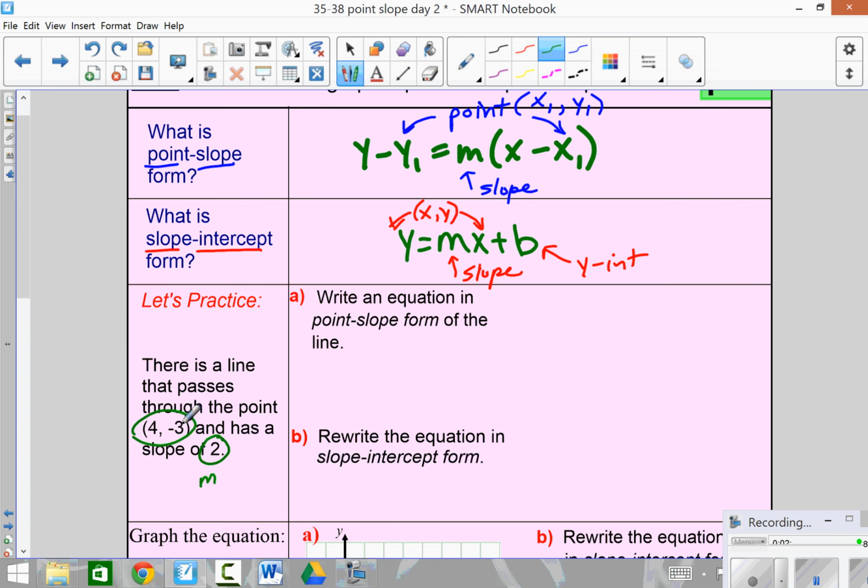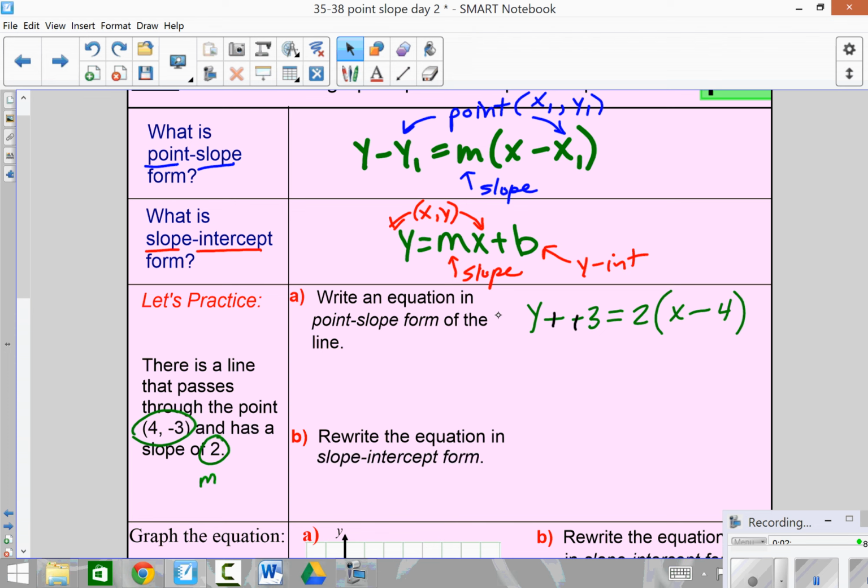Using this form, I'm going to rewrite this as y minus, my y1 is negative 3, equals, my m is the 2, parentheses, x minus, and my x1 is the 4. Notice I just use each one of these three numbers once, plugging them into the right spots of m, x, and y. Let's clean this up. This is actually y plus 3 equals 2 times the parentheses of x minus 4. That is the answer to part A, and that is point-slope form.